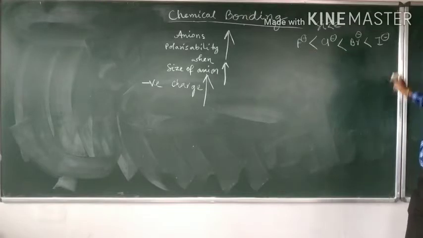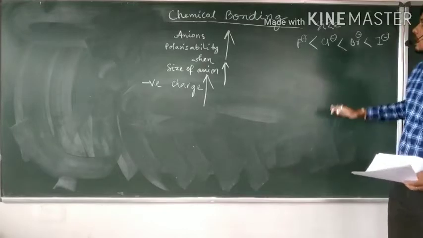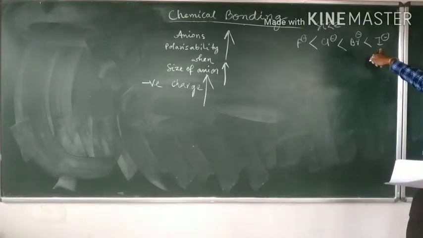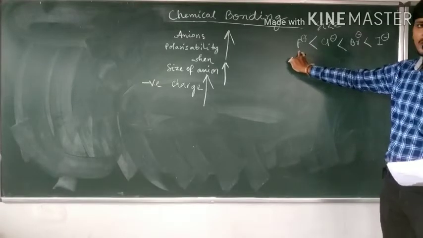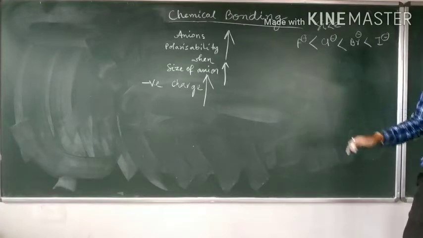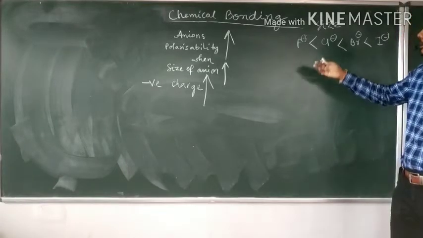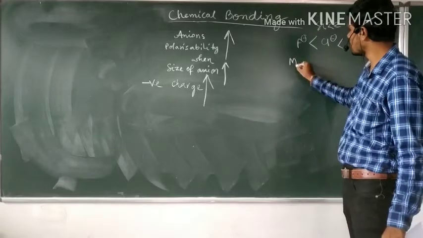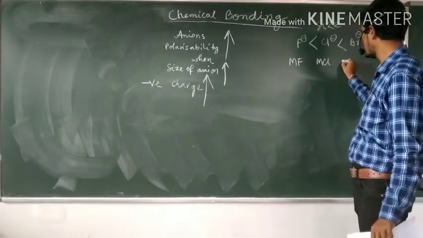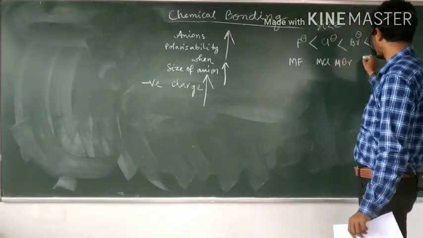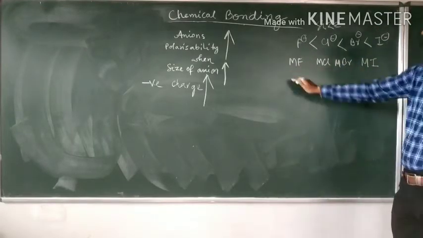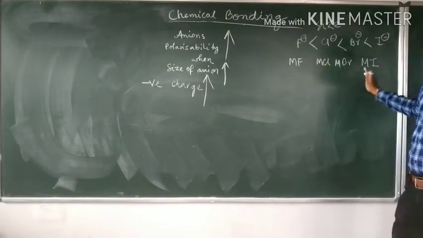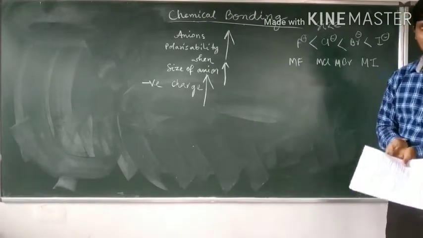If anion size increases, then polarizability increases. That means iodine has more polarizability. So fluoride polarizability will be less, iodine polarizability will be more. If I have a set of compounds with the same cation, MF, MCl, MBr and MI, four compounds, which will be the most covalent?